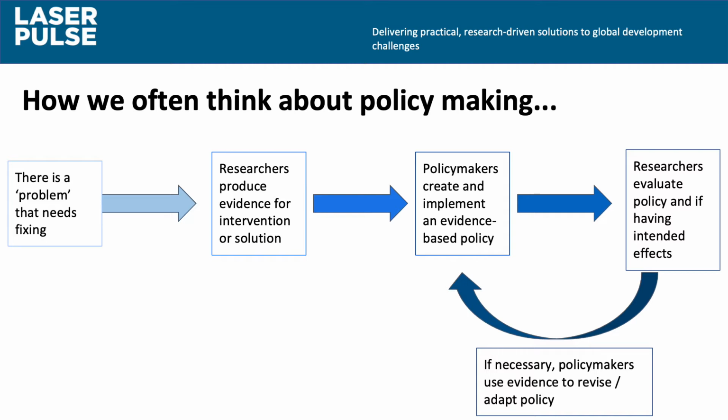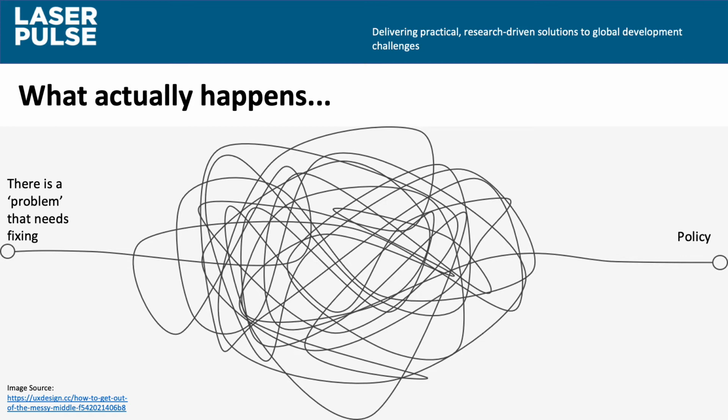Researchers may also play a valuable role in evaluating the implementation and impact of a policy to see if it is having its intended effects, and if necessary, policymakers can then use this additional evidence to revise or adapt the policy intervention accordingly. But of course, we all know that the policy process is much more complicated than that. In reality, the policymaking process might look something more like this.